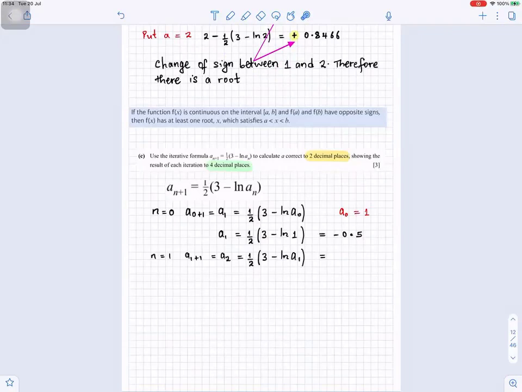Part C, use the iterative formula a n plus 1 equals half bracket 3 minus ln a n to calculate the root correct to 2 decimal places, showing the results of each iteration to 4 decimal places. So that's the iteration formula there.